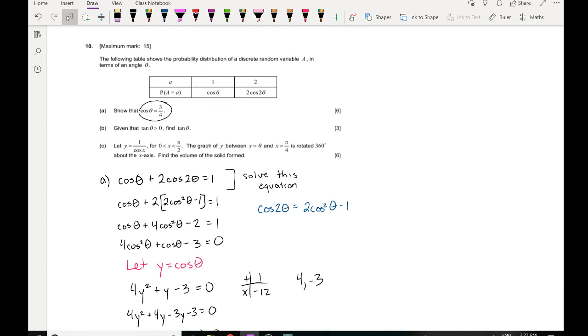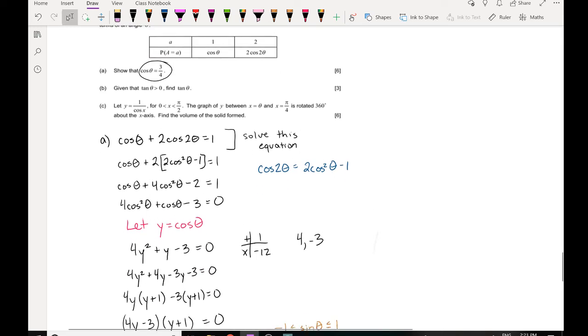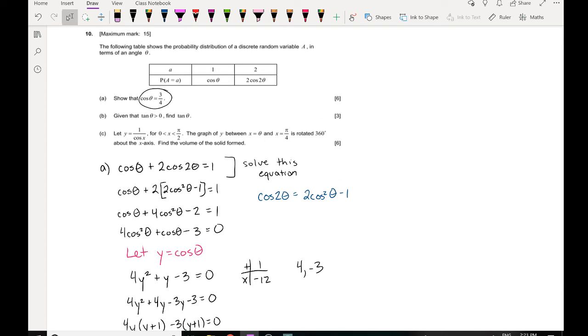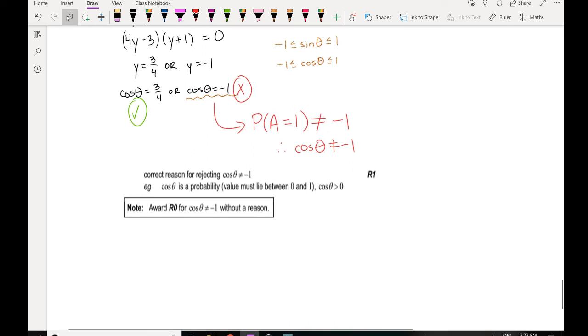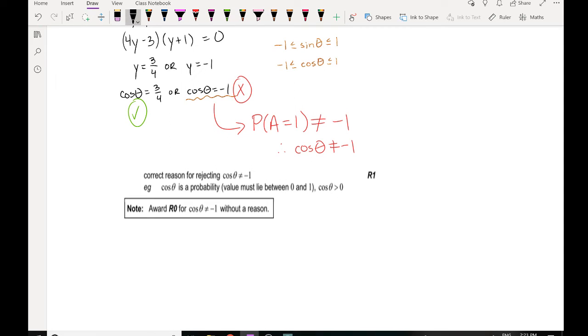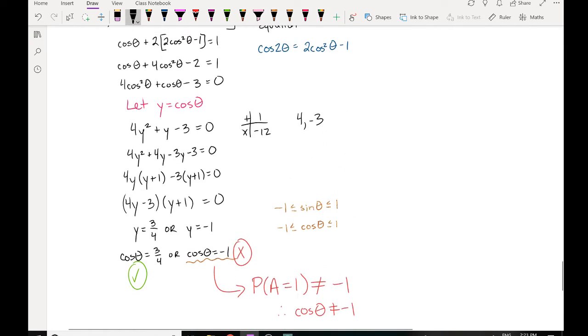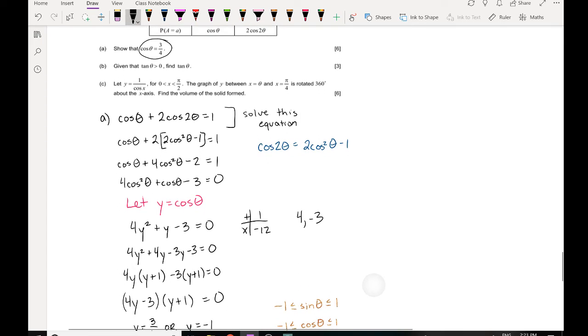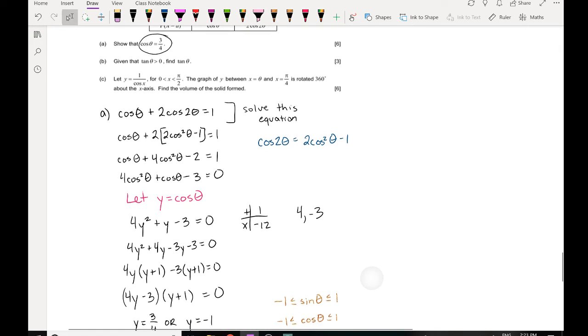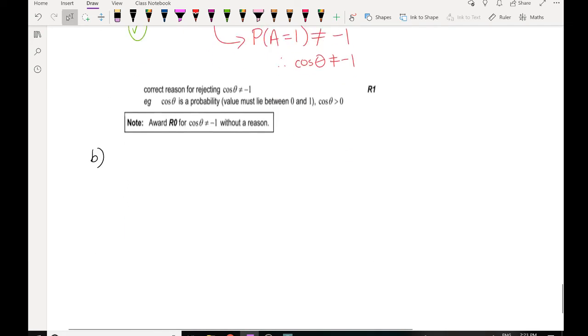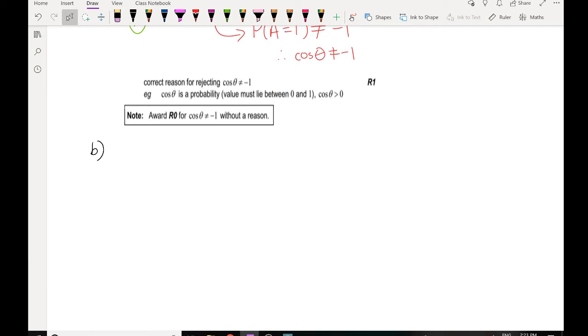10B, given that tan theta is greater than 0, find tan theta. Okay. That seems straightforward enough, which I suspect is why it's only worth 3 marks. Yeah, the barrier to entry on this question was definitely part A. I think part B and C are actually much more approachable. 1 over cos x between 0 and pi over 2, volume of revolution. Yeah, I don't know that that one's actually overly difficult either.